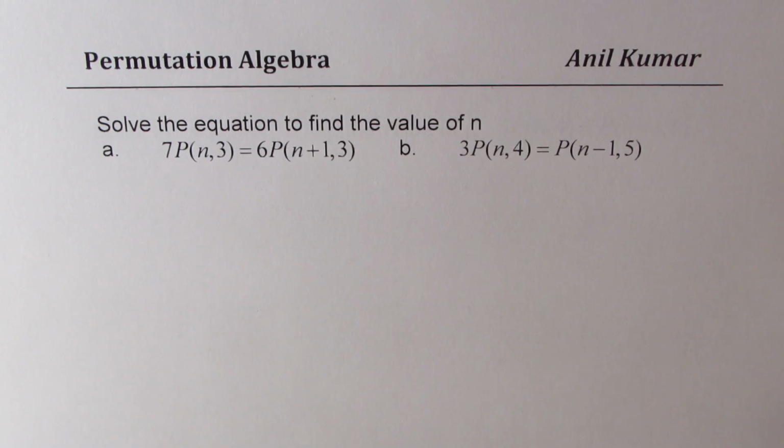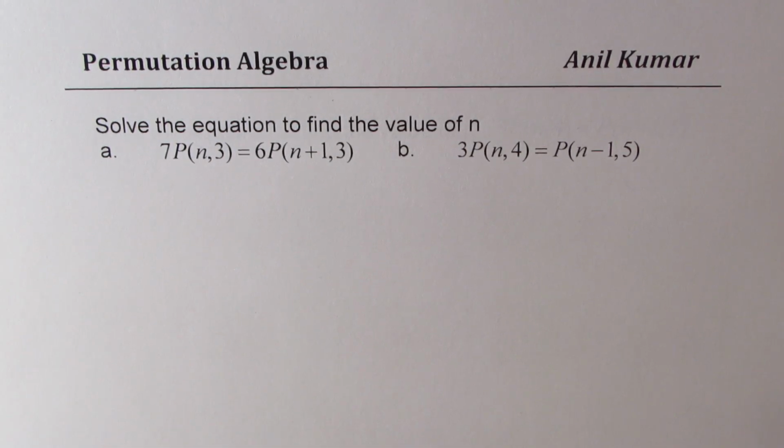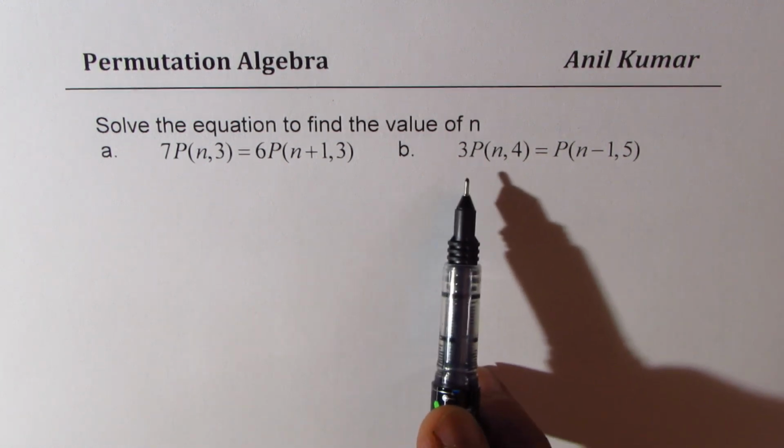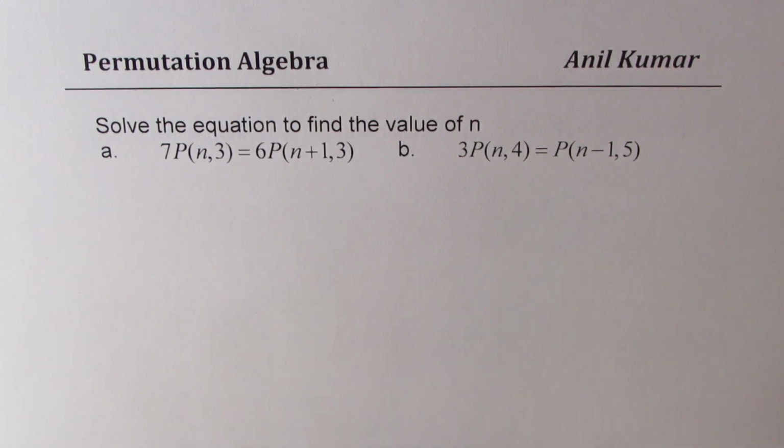I'm Anil Kumar, sharing with you two questions on permutation algebra. We'll solve the equations to find the value of n. The two equations are: (a) 7 times P(n,3) equals 6 times P(n+1,3), and (b) 3 times P(n,4) equals P(n-1,5).